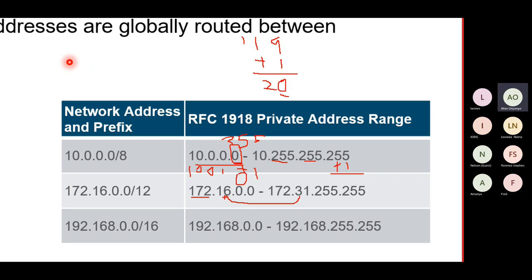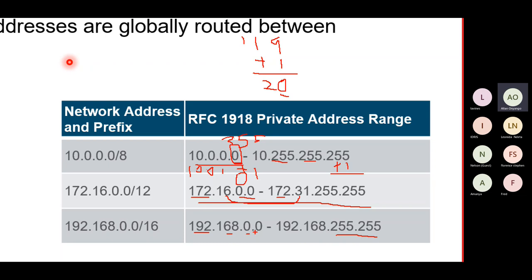That is now public. And by the way, I forgot to tell you, anything out of these addresses is now public. So the third and the fourth octet can take any number from 0 to 255. The first octet must be 172. The second octet can only take from 16 to 31. So this is the second group of private addresses. Then the last group of private addresses is any address that begins from 192.168.0.0. And here also, just like the first one, the third and the fourth octet can take any number from 0 to 255.